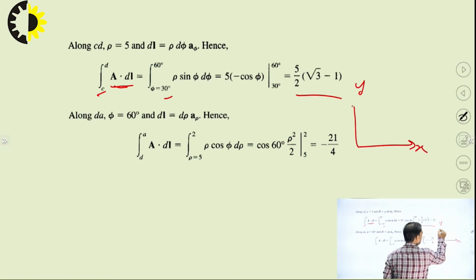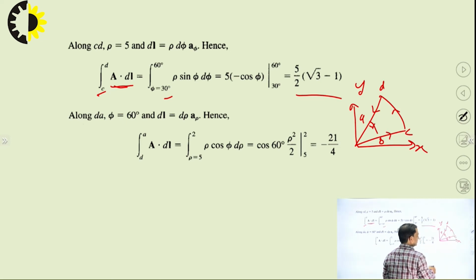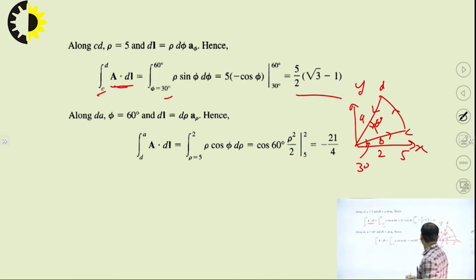For this D to A, if you forget, then again I will repeat, this is X. All the time you have to draw these diagrams, right? Then only you can practice easily. This is A, B, C and D. So this is the circulation which we are talking about. This was 2, this was 5, this is 30, this is 30 and this one is the 60 degree. So we are talking about D to A, the last segment, from this one to this one.